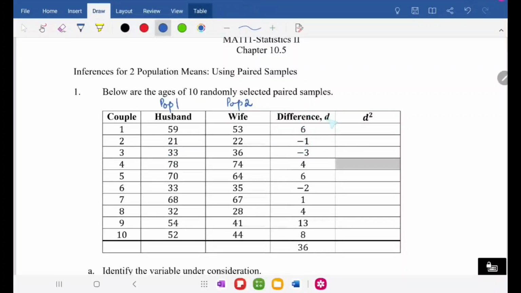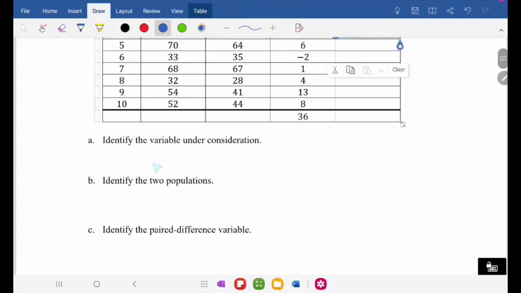Now, the difference we are going to denote with this italicized small d. We are going to calculate each difference between the pairs, then sum them up, and we are going to come up with what we call the mean difference. Now I have a column here for d squared, and I'm going to tell you shortly why we need this column based on the formula we're going to use to come up with our test statistic. But let's just go on to answering some basic questions to formulate the problem.